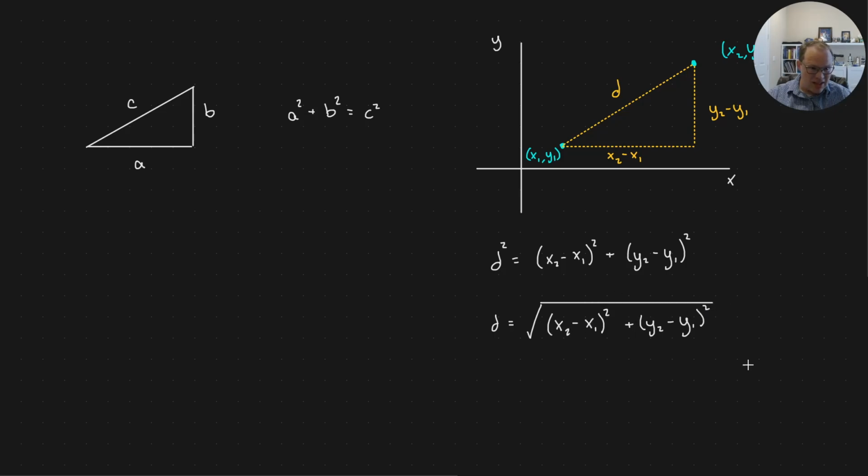So that's the distance formula. It's really just an application of the Pythagorean theorem. What we would like to do is find an equivalent formula in 3 dimensions, an analog to the Pythagorean theorem in 3 dimensions. Okay? So we're going to think about this.